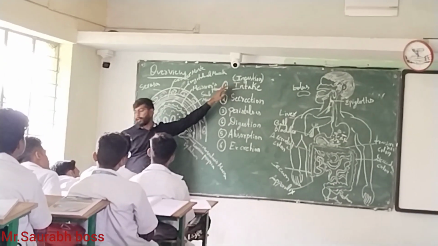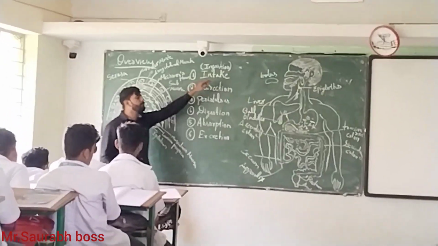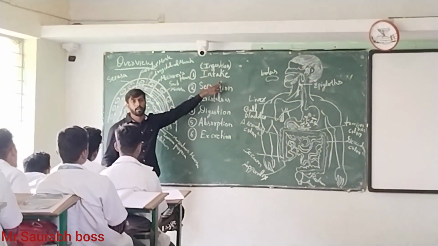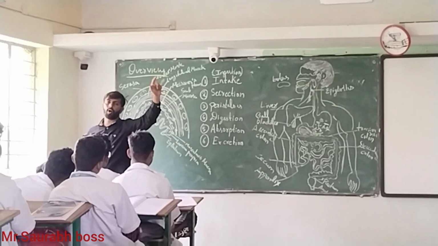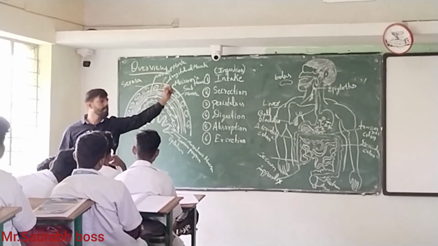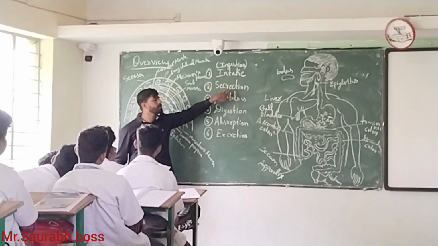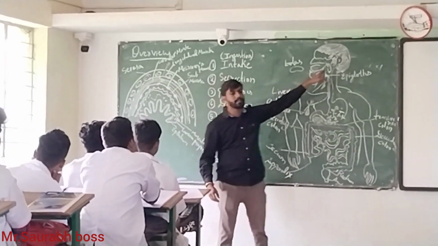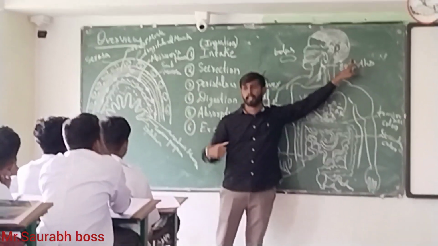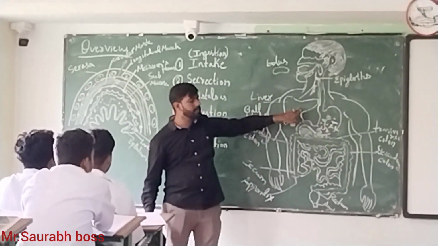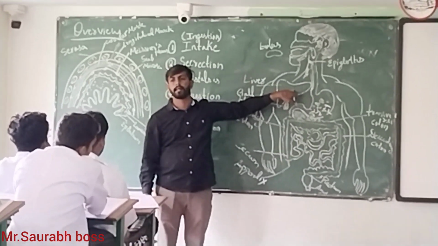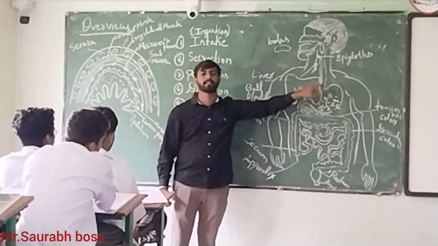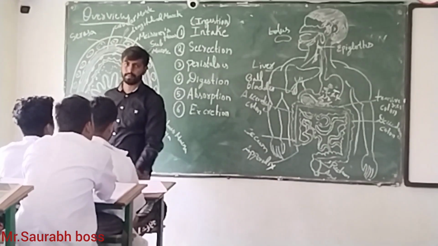So just remember the organs, then the function. Function is easy. What are the functions of the digestive system? First is ingestion or intake. We take the food or liquid into the mouth. Next is secretion. There is secretion in the salivary glands, which is saliva. In the liver, which is bile. In the pancreas, which is pancreatic juice.